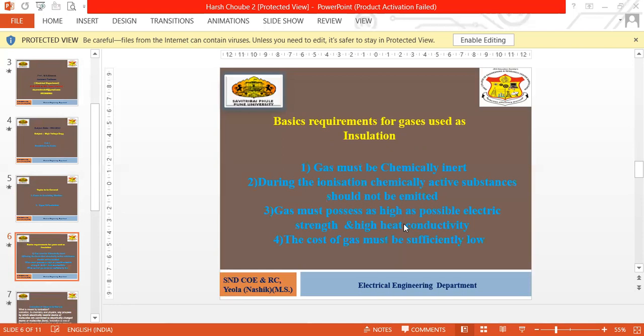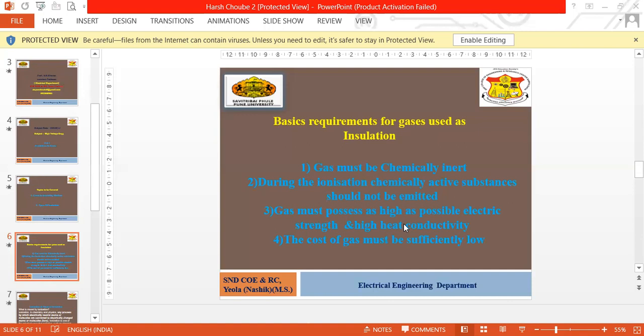must be chemically inert. If they are not chemically inert, it means there is going to be a chemical reaction with the apparatus of high voltage engineering, and corrosion or other simultaneous problems may arise. It means that will damage the high voltage apparatus that are going to be used, and they are very costly.